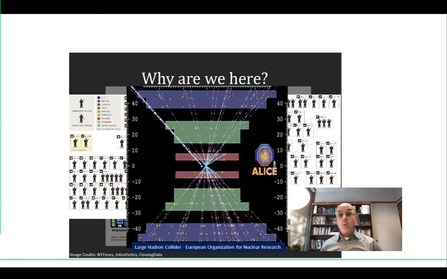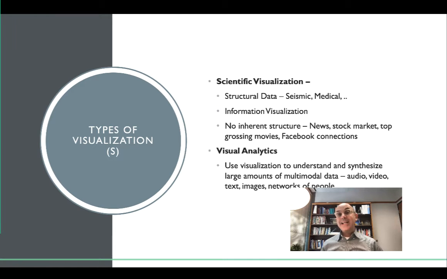So why are we here? We are here to learn about visualization. There are two types of visualization: scientific visualization and visual analytics. I want to explain it because this is really important, because some of the texts and some of the articles that we're going to read will usually confuse between them.